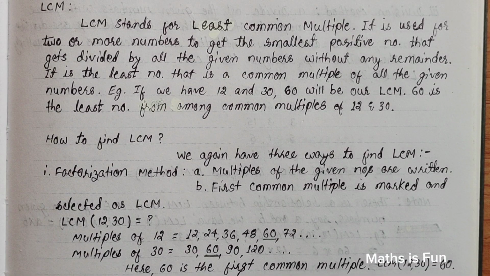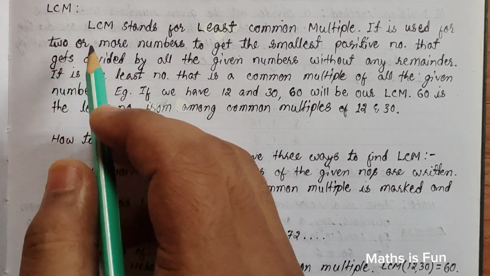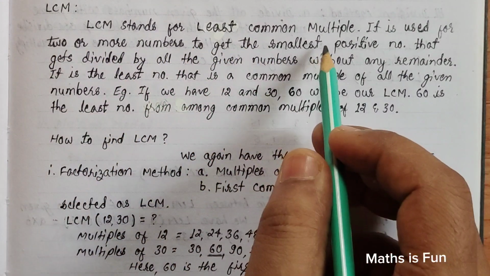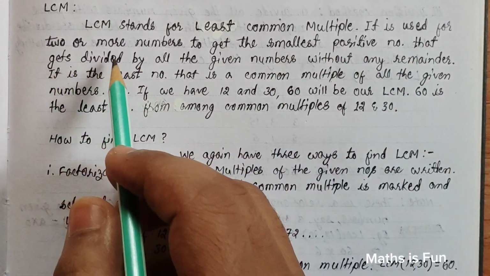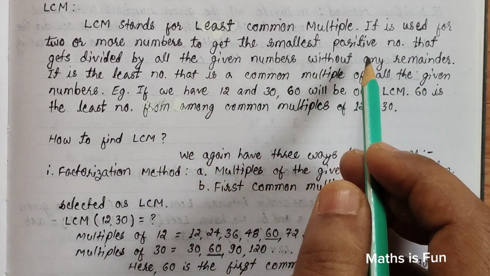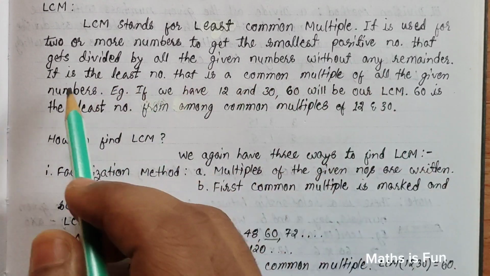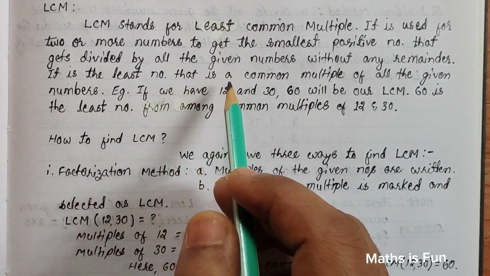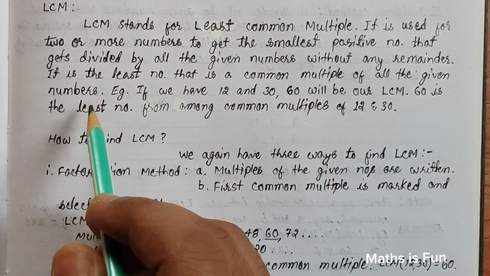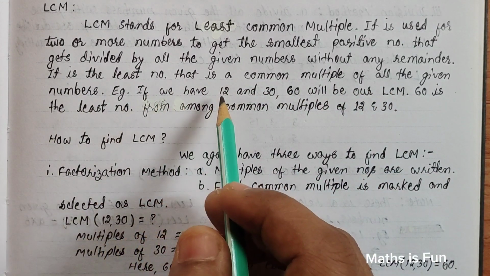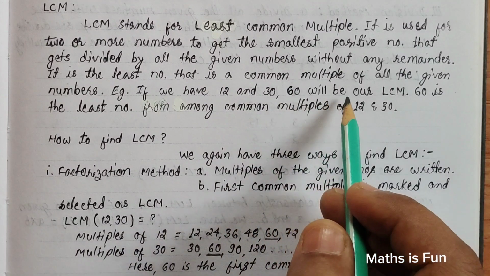Friends, we have covered the HCF. Now let's jump into LCM. What is LCM? LCM stands for least common multiple. It is used for two or more numbers to get the smallest number that gets divided by all the given numbers without any remainder. It is the least number that is a common multiple of all the given numbers. Example, if we have 12 and 30, 60 will be our LCM.